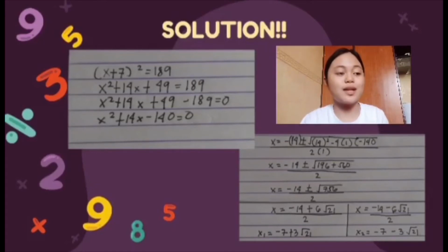x is equal to negative 7 plus 3 square root of 21, and x is equal to negative 7 minus 3 square root of 21 is the length of the side of the original square. That's all for this topic. Let's proceed to the next lesson.